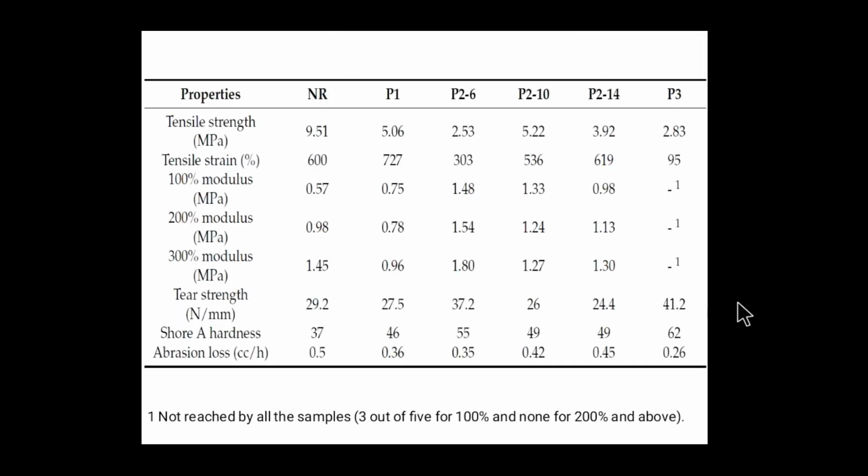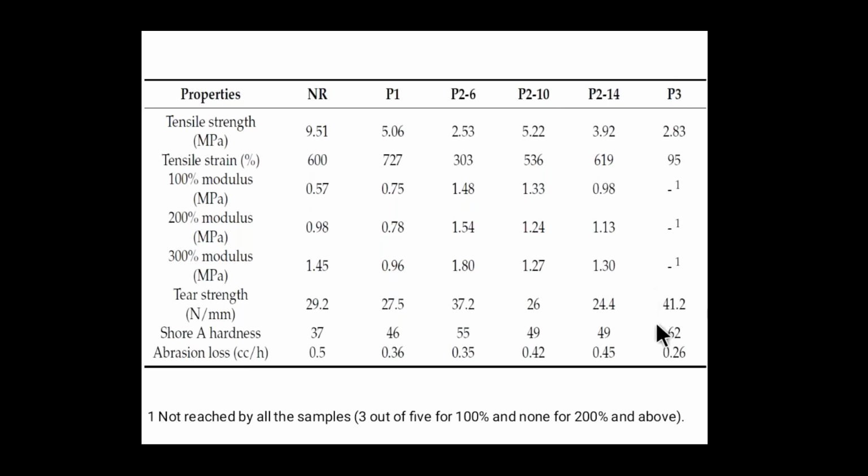So these are the results of all the properties: tensile strength, tear strength, the modulus at 100%, 200% and 300%, as well as tear strength, Shore hardness and abrasion resistance. I have shown here all 6 specimens: natural rubber, P1 with the shorter fiber length of 6 mm, then P2 with 6 mm, another P2 with 10 mm, another P2 with 14 mm, and P3 with the longest fiber.